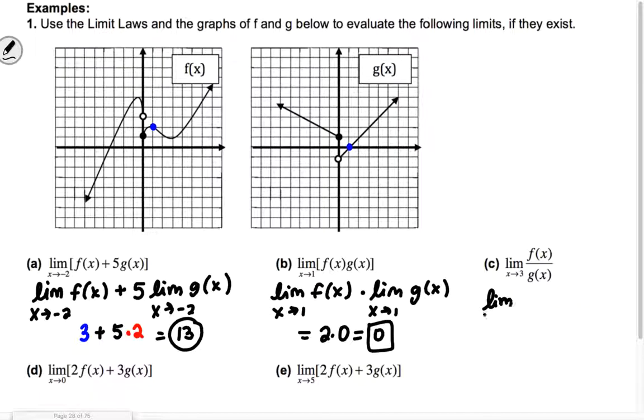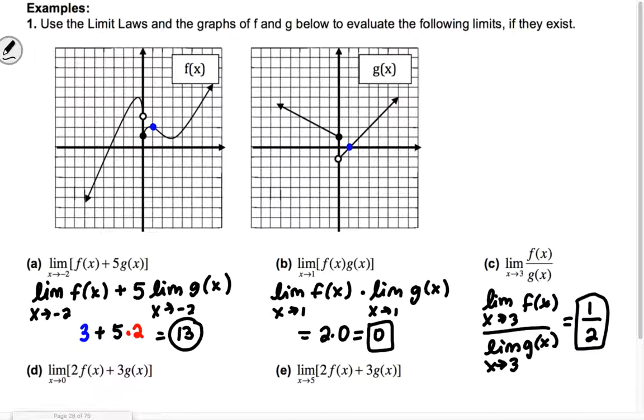All right, so the next one, we can break it apart. So we have the limit as x goes to 3 of f of x divided by the limit as x goes to 3 of g of x. So for the f of x function, as we get closer to 3, it looks like 1. For the g of x, as I get closer to 3, it looks like 2. So our answer would be 1/2. Okay, so you guys try D and E.